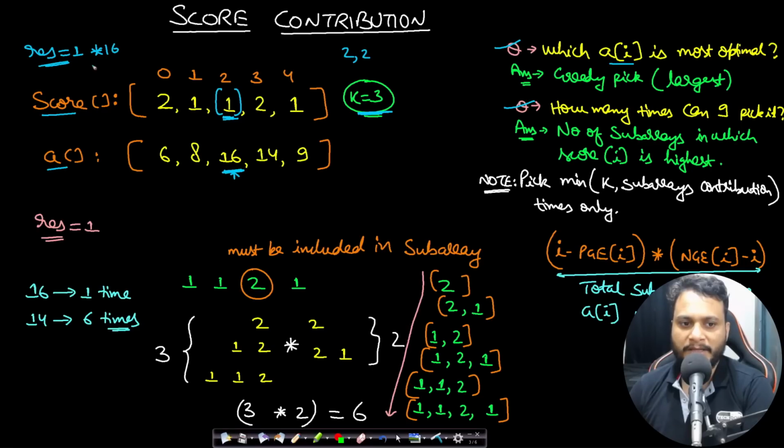So I will be multiplying this with 16, and then I will be checking what is the next best option. The next best option is 14. Now you have to check in how many subarrays this 14 is contributing. So this value is 2.